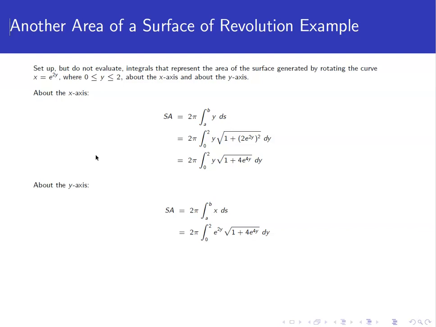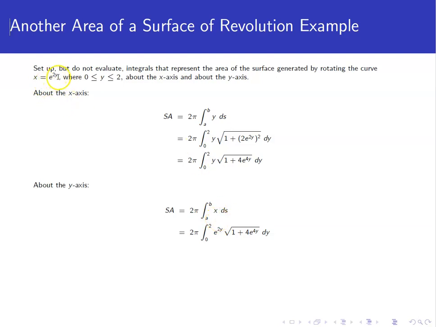Now, if we're going to do this about the y-axis instead, our radius now becomes x. Notice that our differential for arc length stays exactly the same. That doesn't change. Notice it's the same as it was when we rotated about the x-axis. The only thing that's going to change is what our radius is. Our radius is given to us by the x-coordinate.